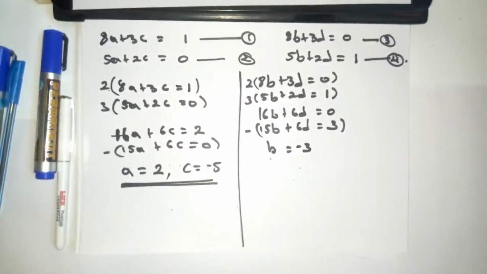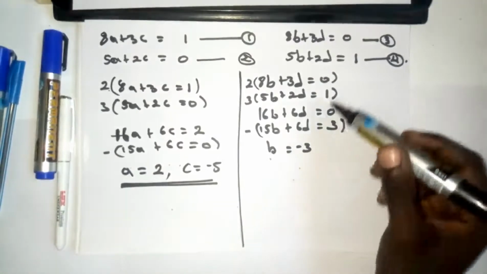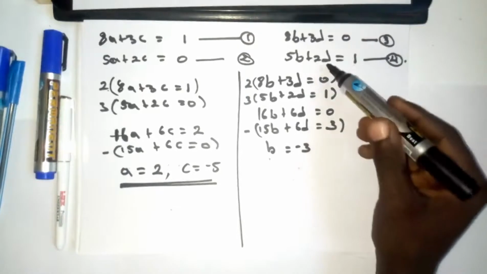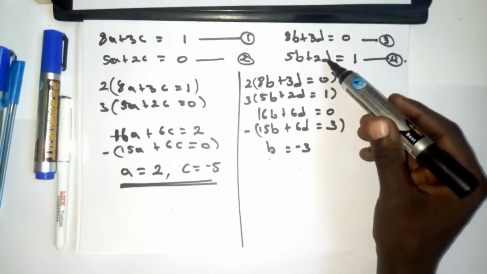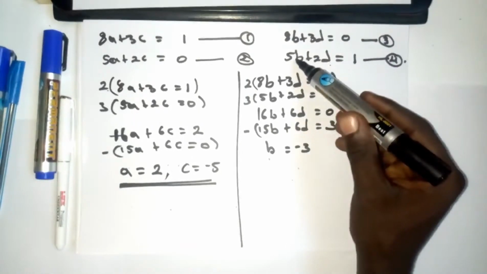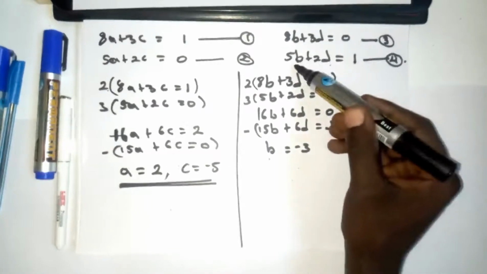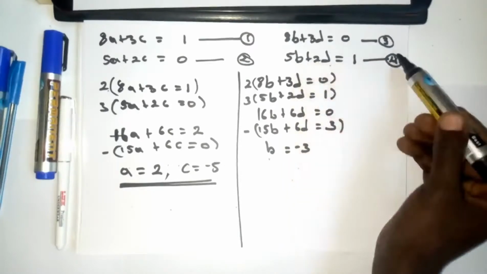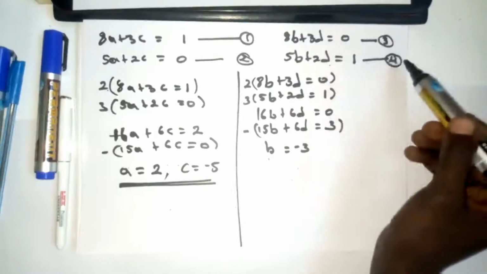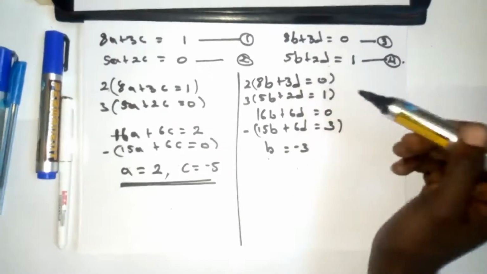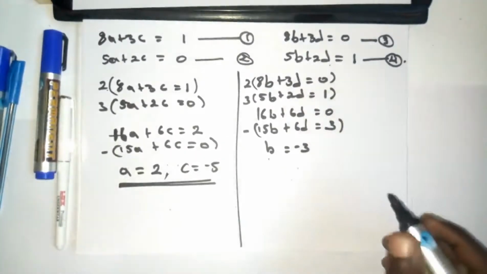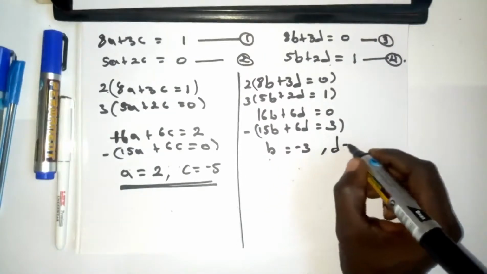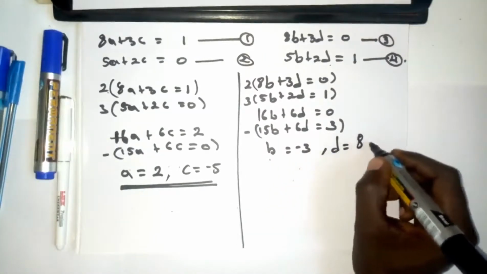Then I substitute b back in either of these equations. I can substitute it here. If I substitute it here, that is negative 15. I bring this one this side. That's going to give me negative 16 plus 2d. I take the 2 to the other side. So it's going to give me negative 2d. I divide, then that's going to give me something like 8, meaning that d is going to be 8.